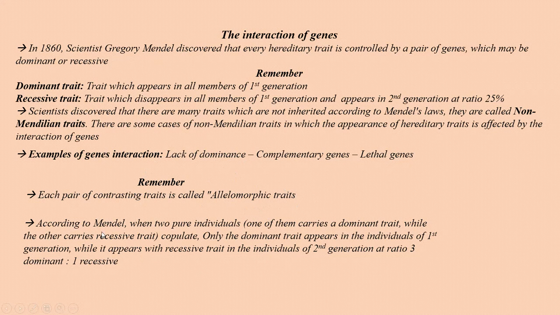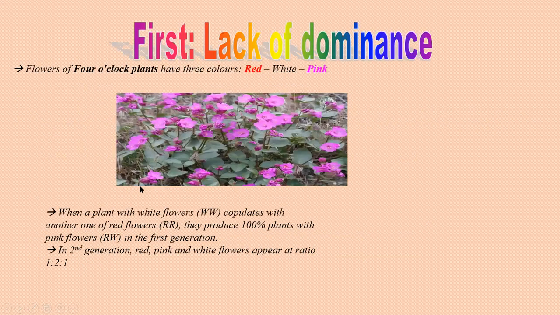Okay, according to Mendel when two pure individuals, لما both of them are pure, one of them carries dominant while the other carries recessive, copulate or mate, only the dominant trait appears in the individual of the first generation while it appears with recessive trait in the second generation with ratio 3 to 1.